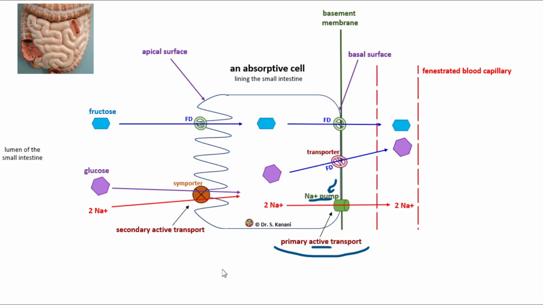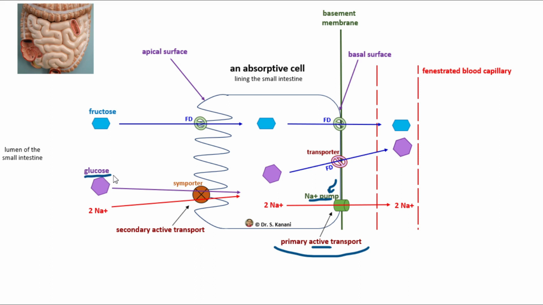Another monosaccharide whose absorption is exactly the same as glucose is galactose. Recall that we get galactose, for example, by breaking down a disaccharide named lactose. When you break down a lactose molecule, you get a glucose and a galactose. Galactose competes with glucose to bind to this symporter.